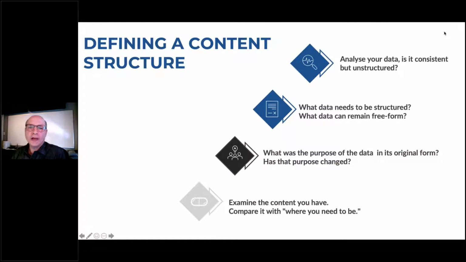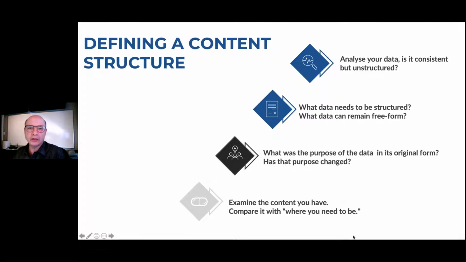So structure has to be defined, and you need a plan in order to do that. Obviously, structure is structured. You have to organize what you're going to do. And it's a multi-layered process where you sort of have to look at both ends at the same time. You need to examine the content that you have and compare it with where you need it to be, and then work your way through in an organized process of examination.